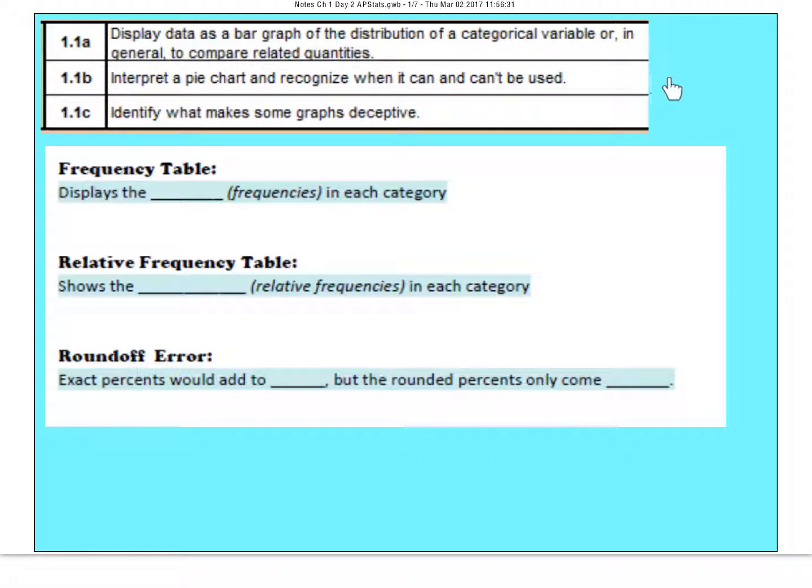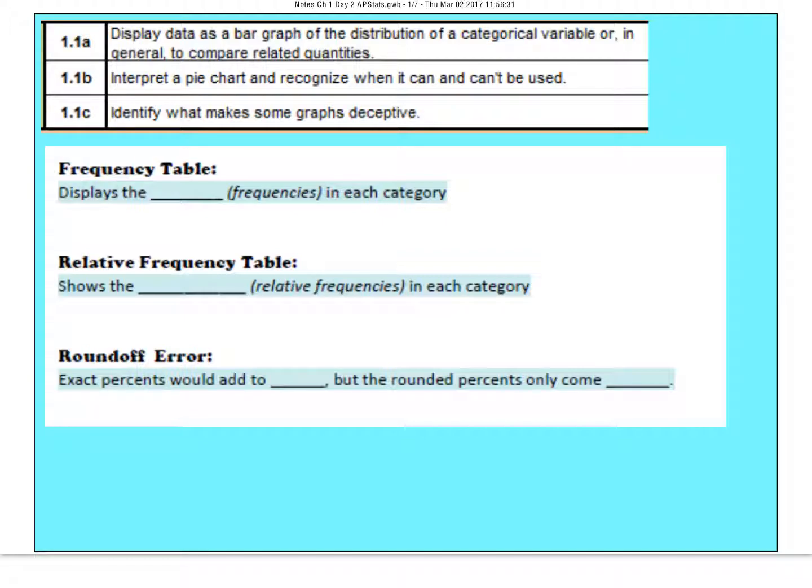In this video, we're going to cover 3 learning objectives. 1.1a is going to have us display data as a bar graph of the distribution of a categorical variable. B is going to interpret a pie chart and recognize when it can and cannot be used. And C, identify what makes some graphs deceptive.